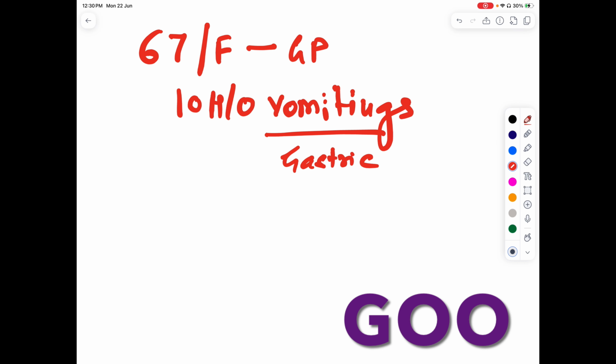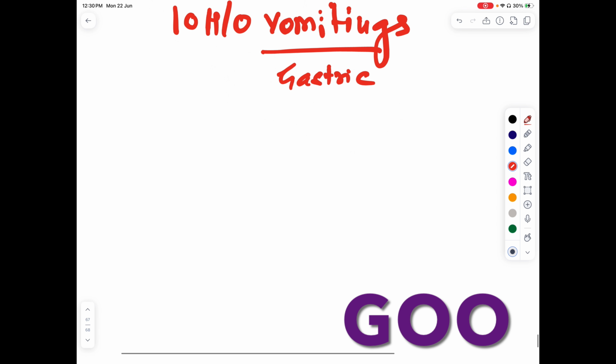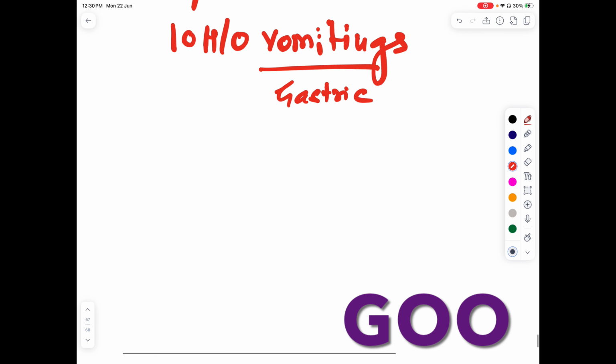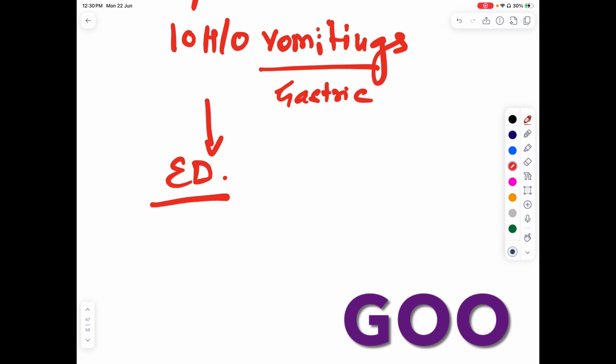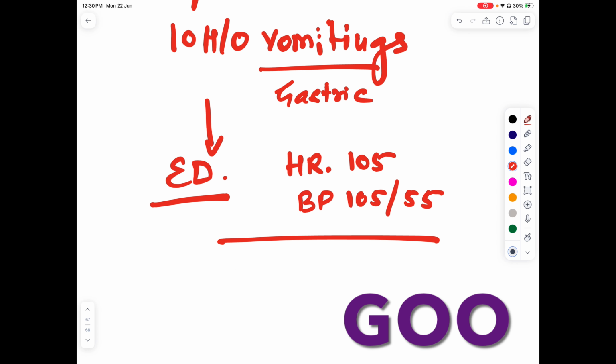No associated factor. At the GP surgery, she collapsed but did not lose consciousness. So she has fallen and is sent to the emergency department. Pulse heart rate is 105, BP 105 by 55, and there is epigastric fullness.